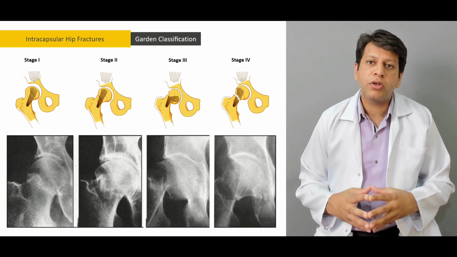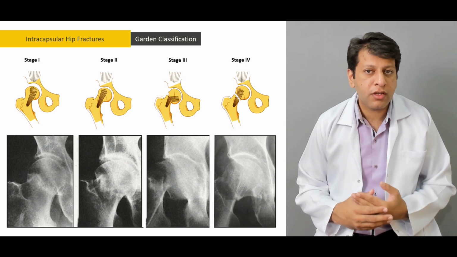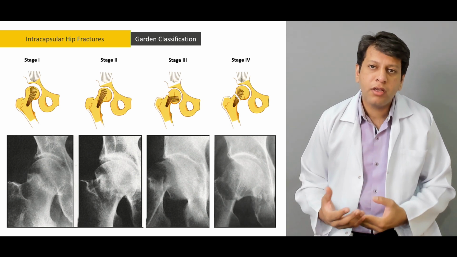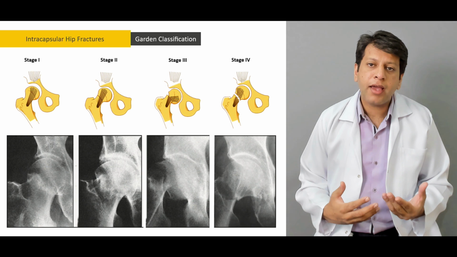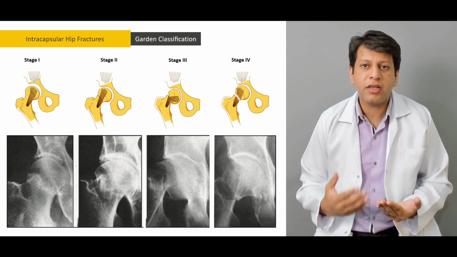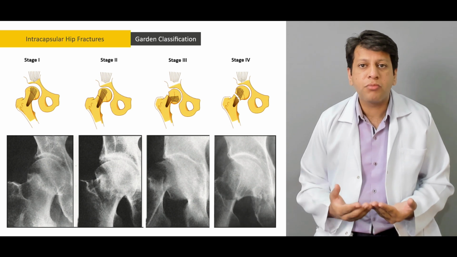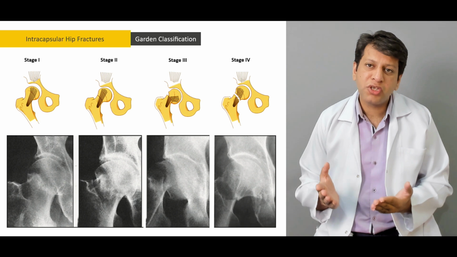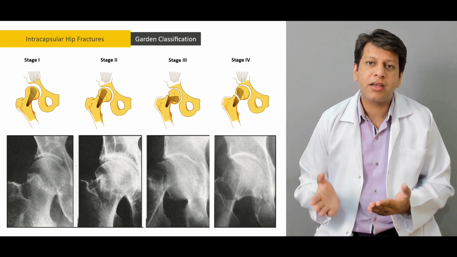because we know how much chance of AVN there is. According to Powell, there are 3 subtypes: type 1, 2 and 3. In type 1, the angle of displacement is less than 30 degrees. Type 2 is 30 to 50 degrees, and type 3 is more than 50 to 70 degrees of displacement. The higher the displacement, the higher the Powell, the higher the Garden.